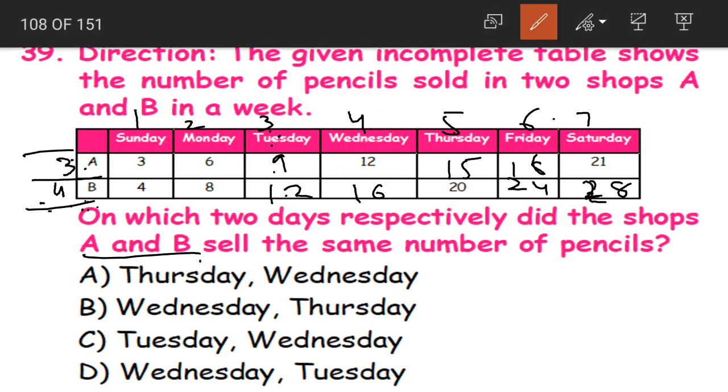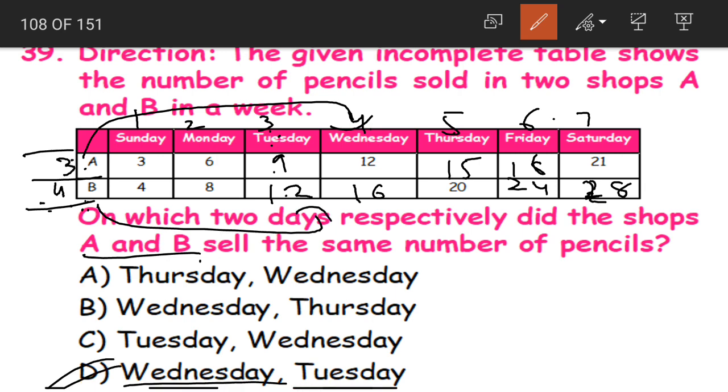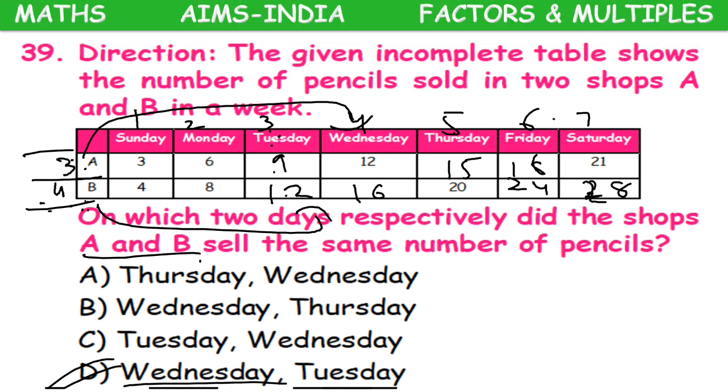Understood? A and B. A sold on Wednesday, B sold on Tuesday. So option D, Wednesday and Tuesday becomes our correct answer, children.